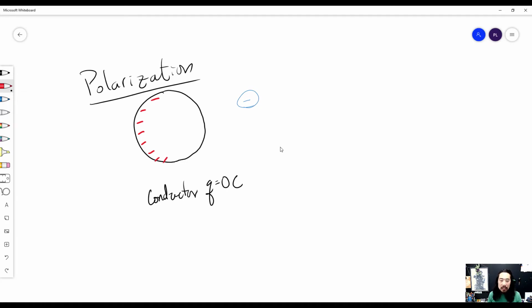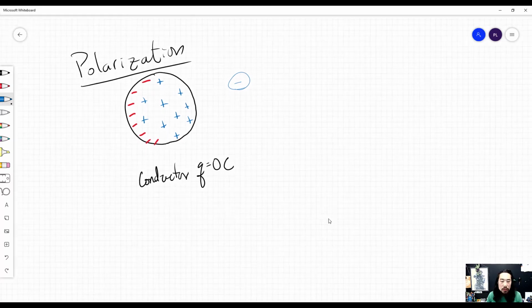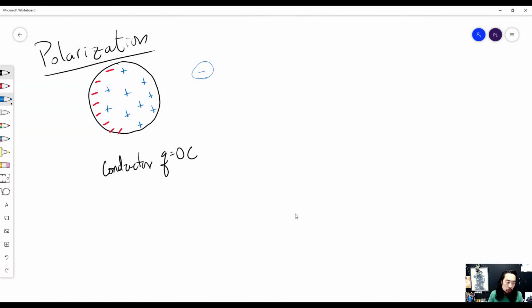I did not say that the positive charges will move to the other side. In fact, the positive charges will just stay where they are throughout the object. They do not move. For the sake of this one, I drew out the positive charges, but just so you know, I'm going to draw the excess charge there.